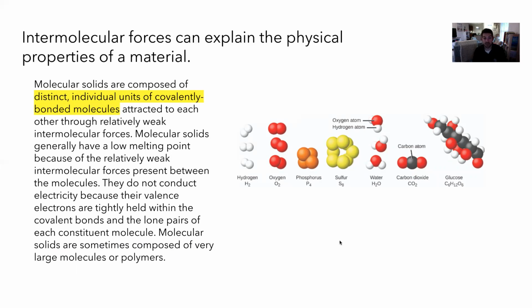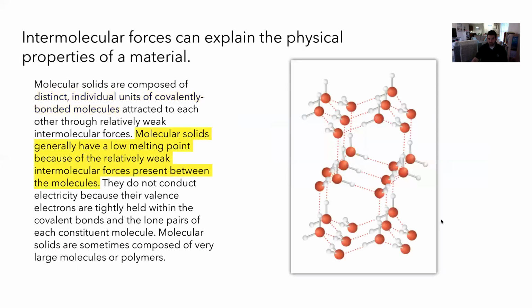Now, they're going to be attracted to each other through relatively weak intermolecular forces. All right, now, the molecular solids generally have a low melting point because of the relatively weak forces present between them. So here we have the water molecule. All right, this is solid water. So each water, each H2O, it's its own distinct thing, but there are attractions between them.